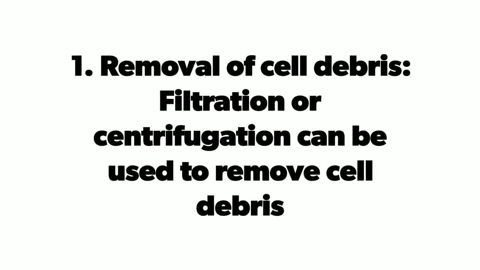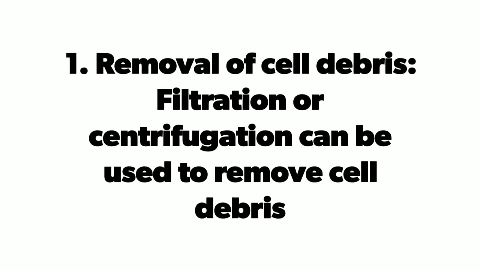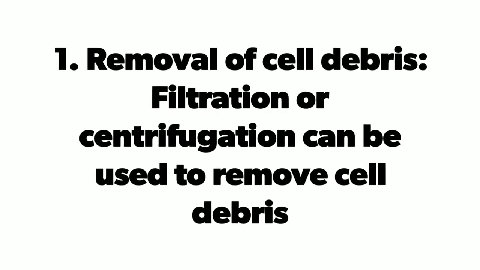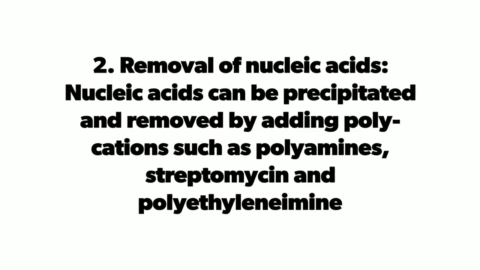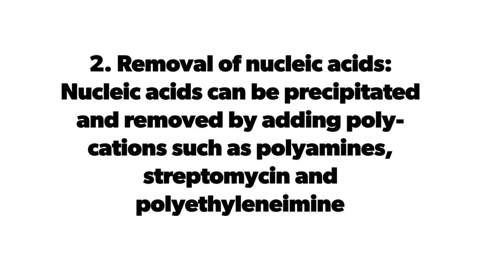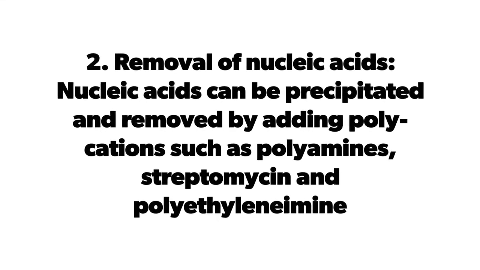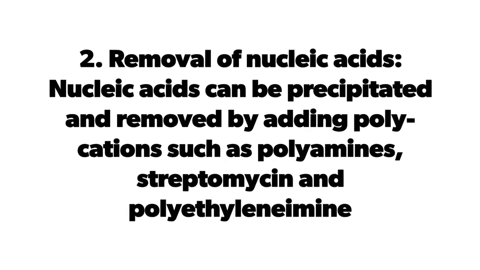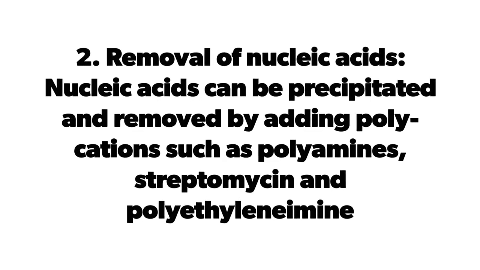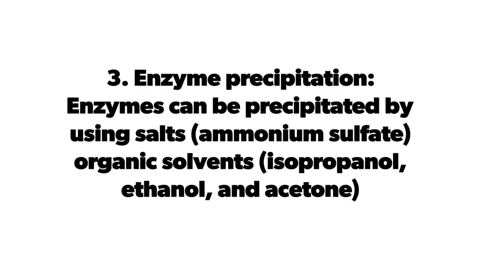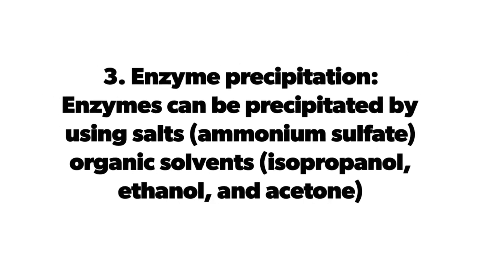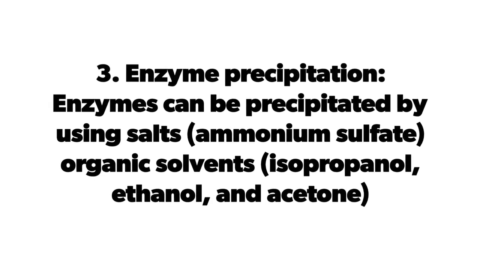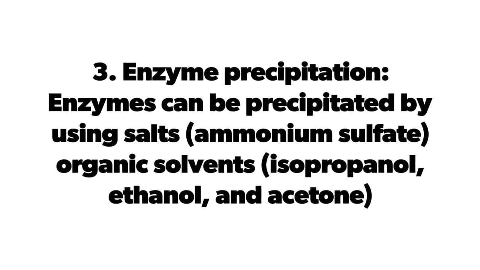First one, removal of cell debris. Filtration or centrifugation can be used to remove the cell debris. Removal of nucleic acids. Nucleic acids can be precipitated and removed by adding polycations such as polyamines, streptomycin, and polyethylenimine. Enzyme precipitation. Enzymes can be precipitated by using salt, that is ammonium sulfate, organic solvents like isopropanol, ethanol, and acetone, etc.